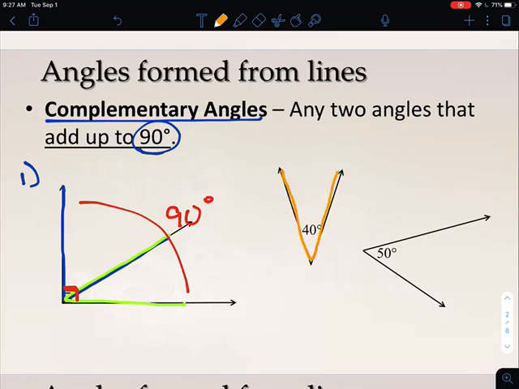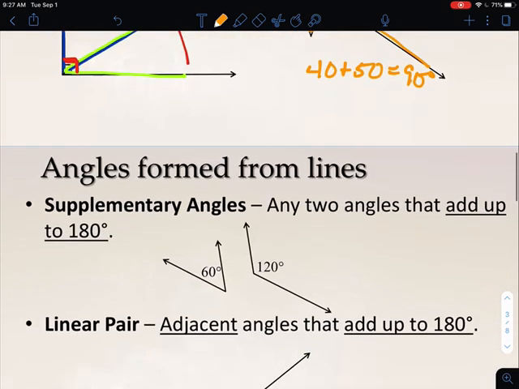Now that's not the only scenario that we can run into though. If you notice on the left or right side here, I've got this angle in orange, 40 degrees, and then my second angle in orange, 50 degrees. Now these angles don't share anything. They don't share a side, they don't share a vertex, they have nothing in common, but because one is 40 and one is 50, those two angles add up to equal 90 degrees, which means they are complementary. So angles can be next to each other or not. If they add up to 90 degrees, they have to be complementary angles.